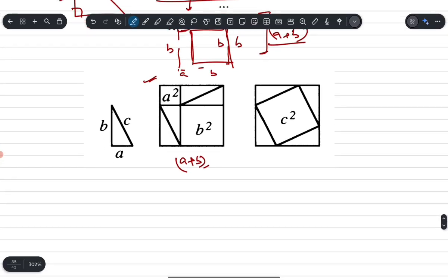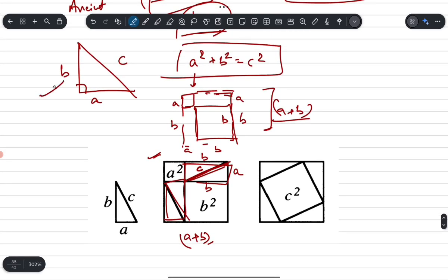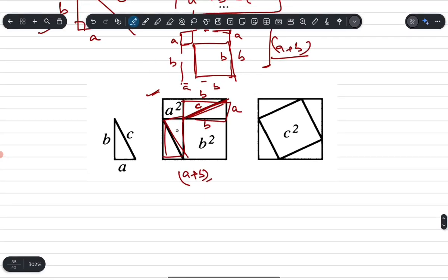Now, I'm getting these two extra areas, right? Apart from a square plus b square. Now I'm going to divide these areas. These are the diagonals. If you see, this is A, this is B, right? So this is also B. This thing is going to be C. Why? Because that's the triangle that we have taken in the beginning, right? Similarly, this is also going to be C. So if I try to write the area of this square, the area would be a square plus b square plus 4 extra triangles.